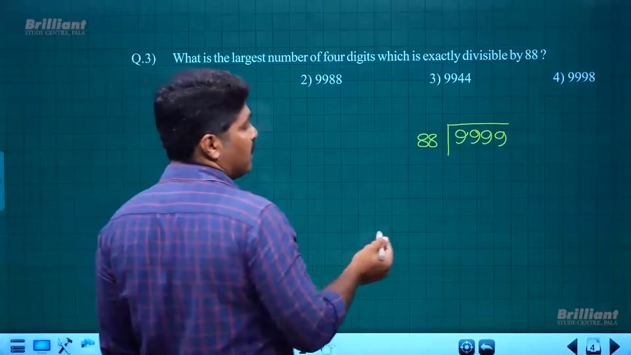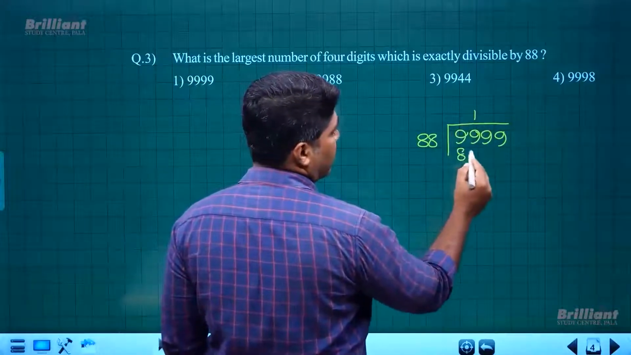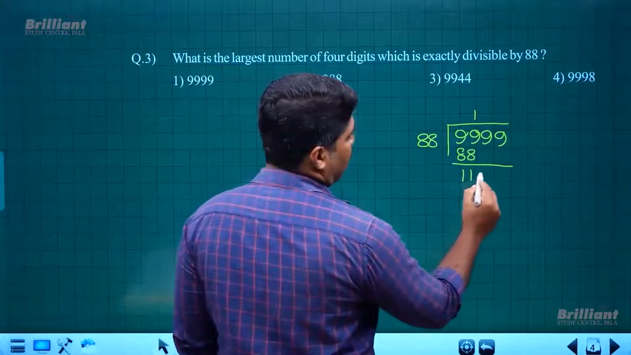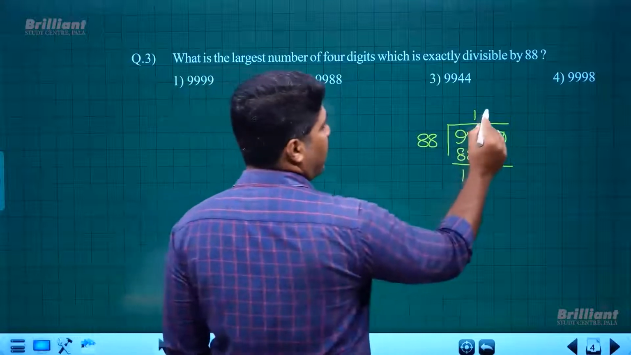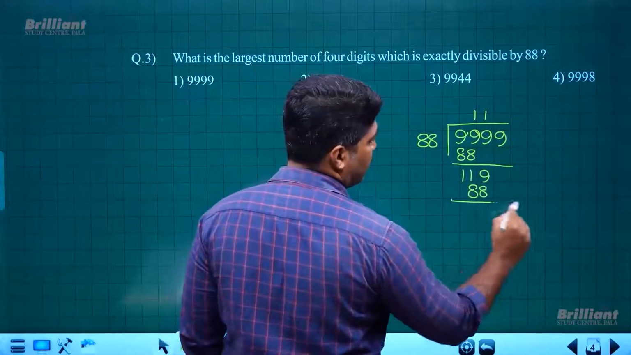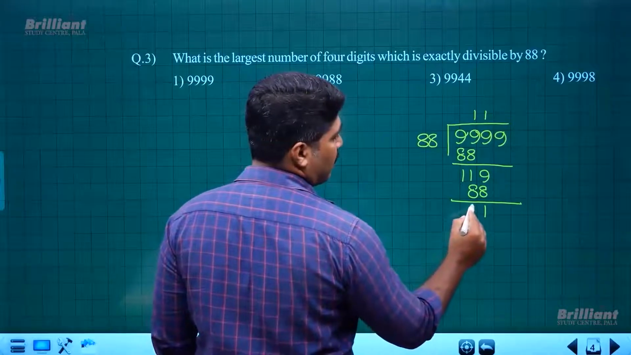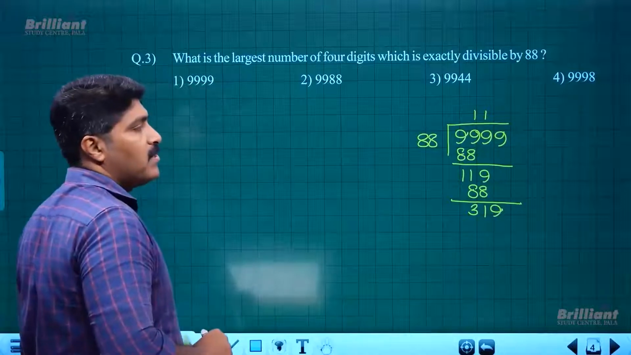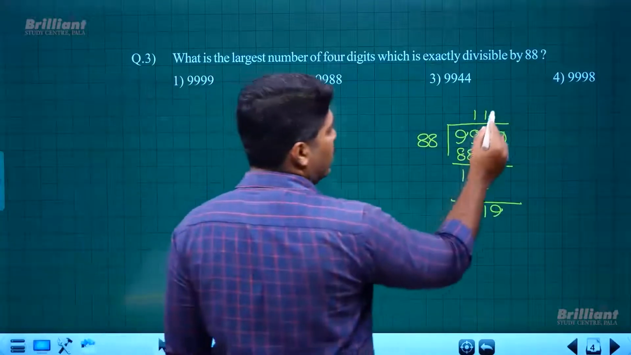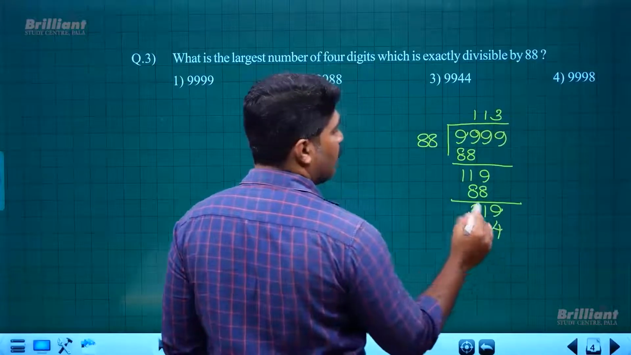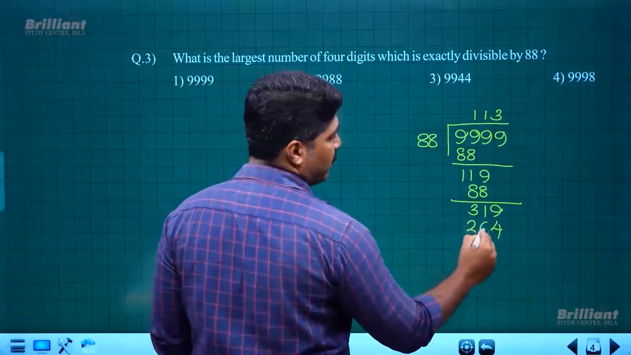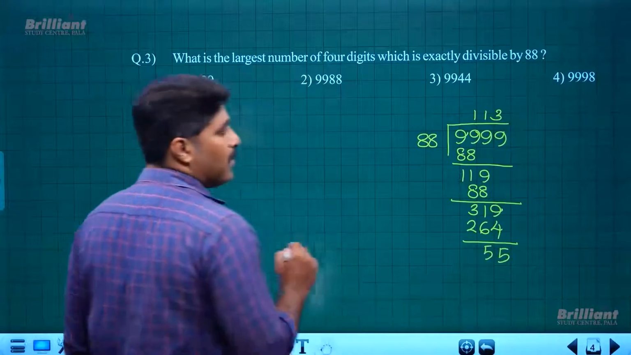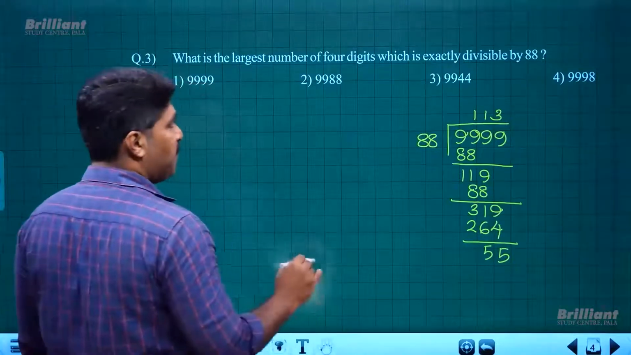For that purpose, we consider 1 time this 88 lies in 99. Here this is 119. Again 1 time here, that is 88. So this one 1, this is equal to 3, so this is 319. How many times does 88 lie in 319? Exactly 3 times. So this is 24, 2 is there, 24 plus 2, 26. So what is the difference here? This is 5, so this is also 5. So here we got the remainder is 55.